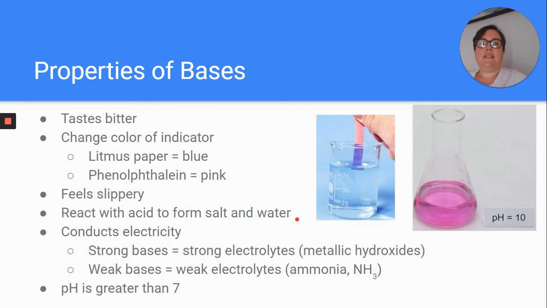Bases also conduct electricity, and so we have strong bases and weak bases, strong electrolytes and weak electrolytes. Strong bases are any metallic hydroxide. So take any metal and take our polyatomic hydroxide and put them together, and you have a strong base. The only weak base that you have to know of is ammonia, which is NH3. So we have ammonium, NH4+, which is a polyatomic. That is not a base. Ammonia, NH3, that's the weak base. And then bases have a pH that is greater than 7. And again, we'll talk more about pH in our next lesson.